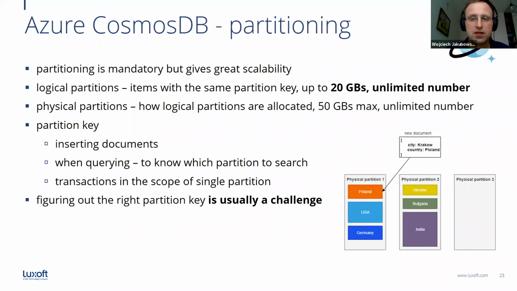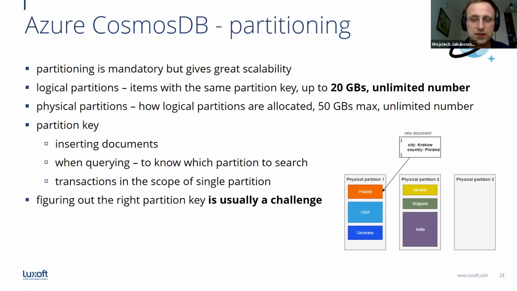CosmosDB uses a concept of data partitioning. Partitioning is mandatory here, but it enables great scalability. And there are two types of partitions. Logical partitions, which contain documents with the same partition key. They can be up to 20 gigabytes, and the number of them is not limited. So you can have thousands of these partitions.